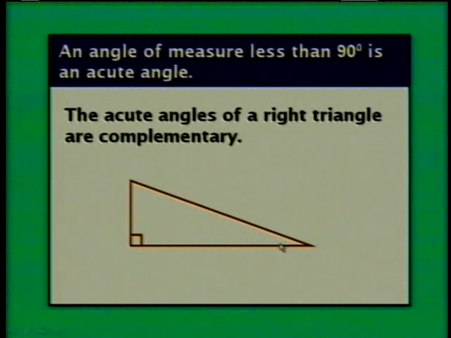The acute angles of a right triangle are complementary. So in our example, we had a 30-degree and a 60-degree angle, but it doesn't matter what the measures of these 2 acute angles are, they're always going to add up to 90 degrees. Since we have a right angle, which is 90 degrees, adding 90 degrees to that gives us 180. The sum of the measures of the angles in every triangle is 180 degrees. So the sum of the 2 acute angles must be 90 degrees, which means the 2 acute angles of a right triangle are complementary.